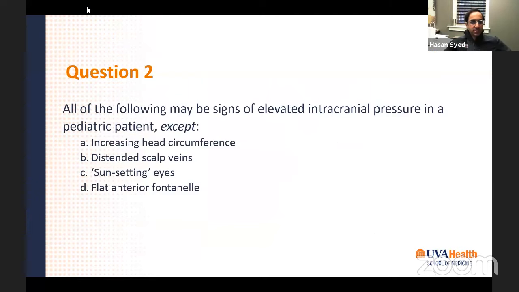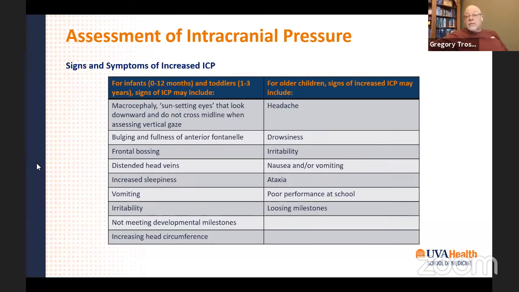So the next question, just to keep everyone engaged: all of the following may be signs of elevated ICPs in a pediatric patient except. Anyone want to try to take this question? People can answer in the chat, which is what they did the last time. All responses so far are D. And that is absolutely correct, everybody. It is a flat anterior fontanelle.